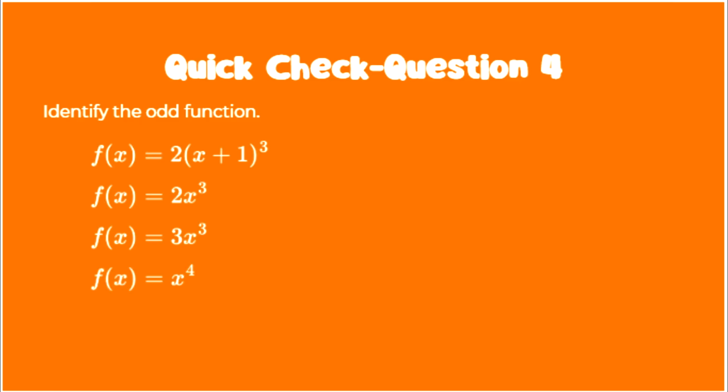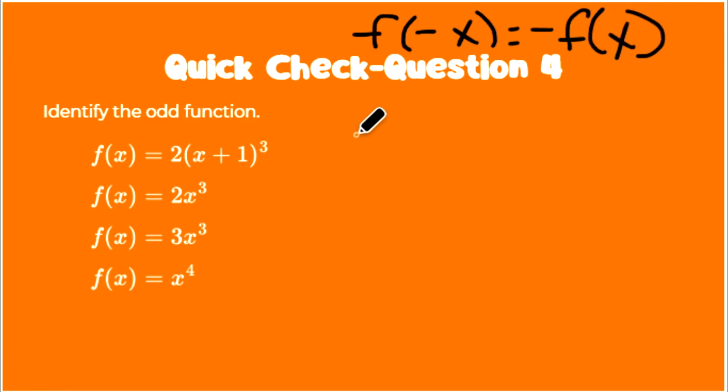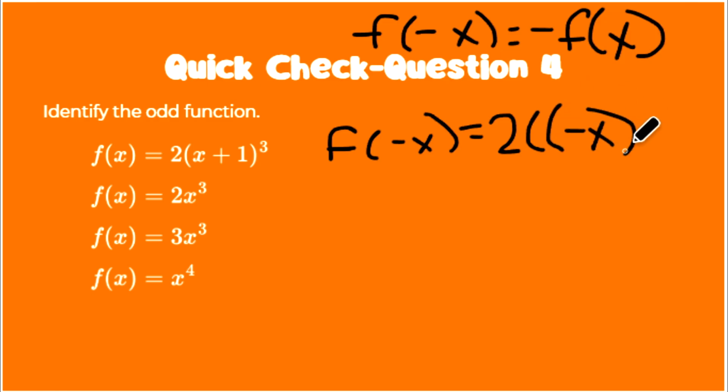Okay. Quick check question number 4. Identify the odd function. So the way you do this is, again, our formula is f of negative x is equal to negative f of x. So you're going to take your formula, for example, this one, and you would start with f of negative x. And this means you're going to make all the x's negative. So it would be 2 times negative x plus 1 cubed, and go through and solve it, and then see if that answer matches it when you put in for negative f of x.